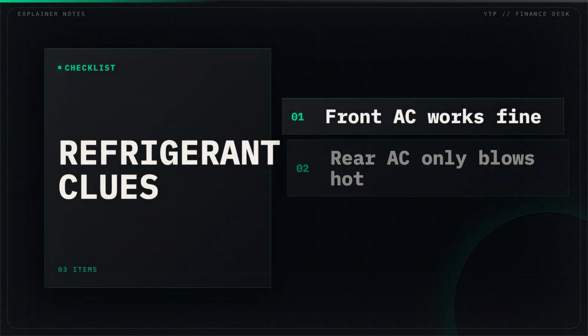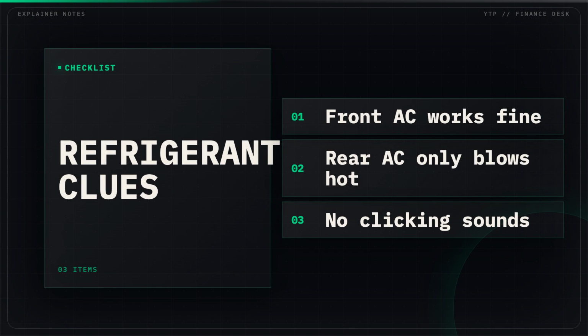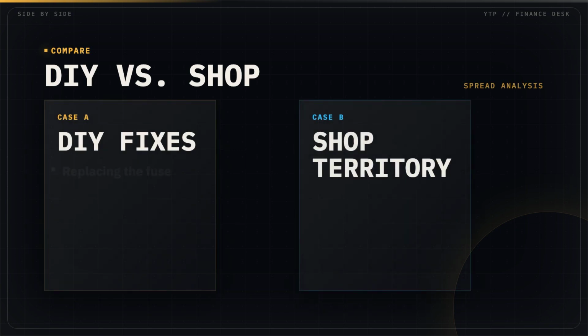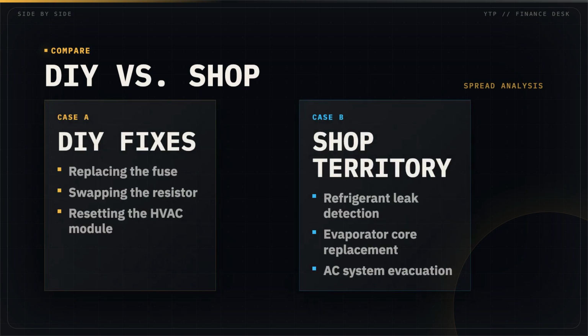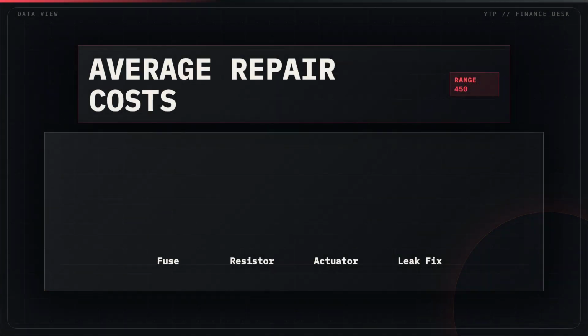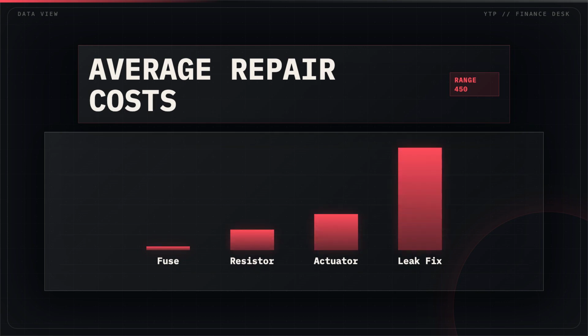If the front works but the rear is warm, you might have a refrigerant leak specifically in the rear lines. Simple electrical items are easy to DIY, but refrigerant work requires specialized equipment and safety gear. Repair costs vary wildly, so always start with the cheapest electrical components before suspecting the AC lines.